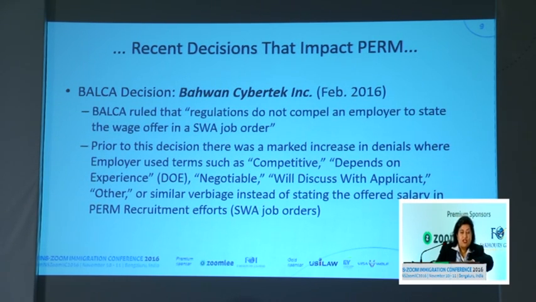Another decision, the One Cybertech Inc. decision in Feb of this year, ruled that the regulations do not compel an employer to state the wage in the SWA job offer. So when you do the job order with the state workforce agency, you need not state the salary. Prior to this decision, you can see the different alternatives: competitive, depends on experience, negotiable, will discuss with applicant. Who would even want to put words like this in an ad, but I guess people do. The more you make it vague, the more you're opening yourself up for trouble. Be crisp in your choice of language, be very clear in what your requirements are. You will have a foolproof slam dunk case.